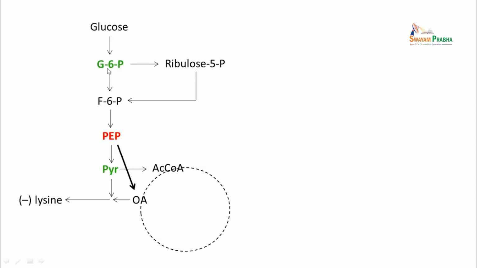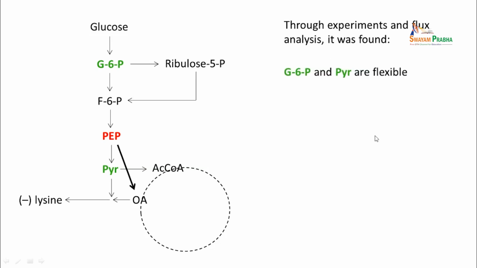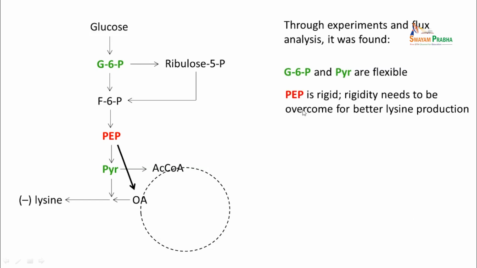So these three branch points are shown: G6P, PEP and pyruvate. Through experiments and flux analysis, it was found that these two nodes, G6P and pyruvate, are flexible. It is possible to reroute the flux through a desired branch by cutting off the other branch. Whereas PEP is rigid, and rigidity needs to be overcome for better lysine production.